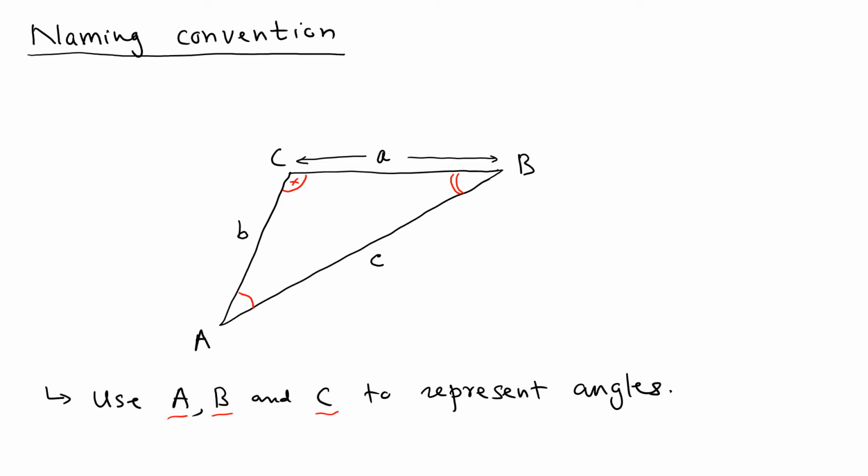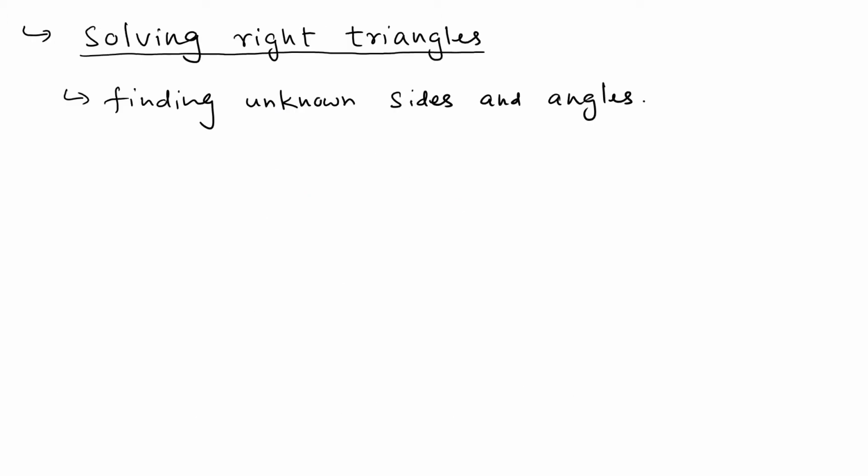So lowercase letters are for the lengths of the three sides, and uppercase letters are for the angles opposite those sides. That's the naming convention. Opposite to each angle is the corresponding side length of the triangle. In this video, we're going to focus mainly on solving right triangles, that means a triangle with one angle of 90 degrees. Again, solving a triangle means finding unknown sides and angles.